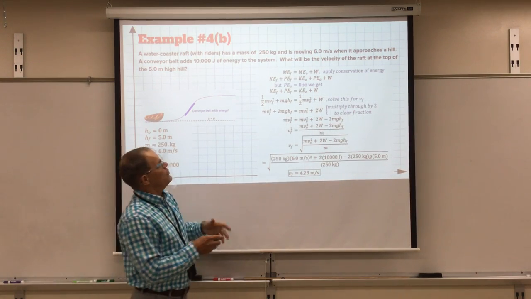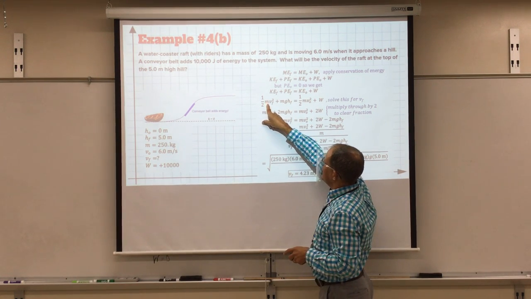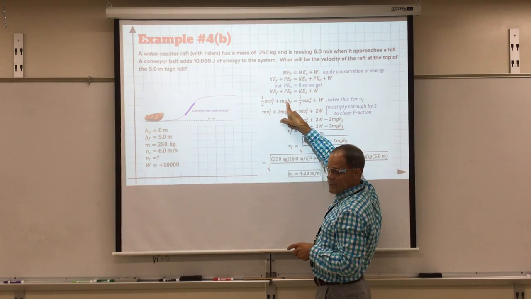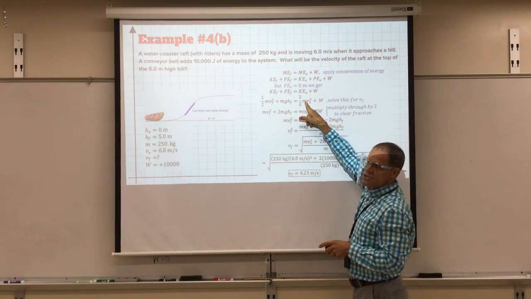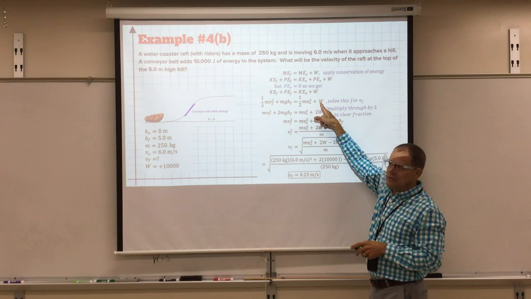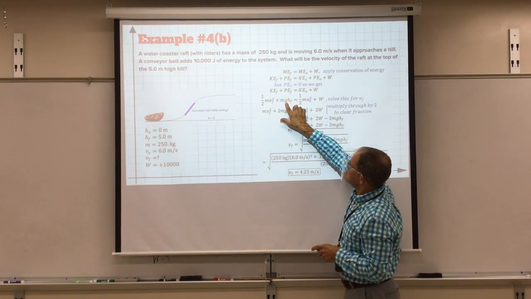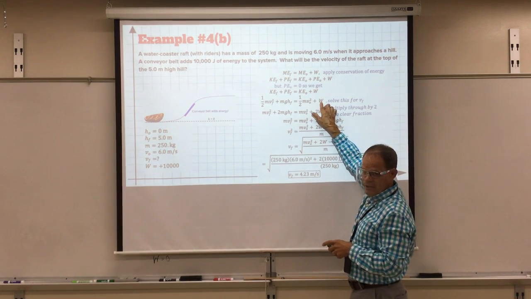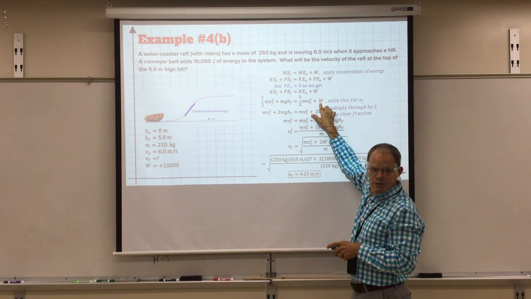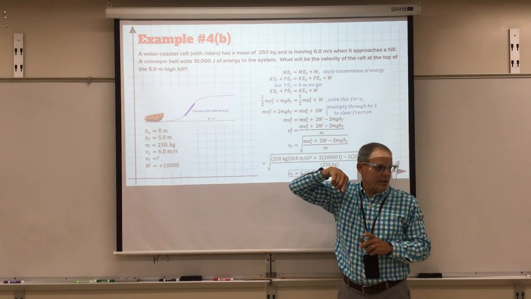When you apply the work-energy theorem, you get the final kinetic energy plus the final potential energy equals the initial kinetic energy plus the work, and the work is not 0, okay? Now here's where you've got to be careful. Does every single term have an m in it? No, you cannot cancel the m's. You're going to have to keep them, okay?